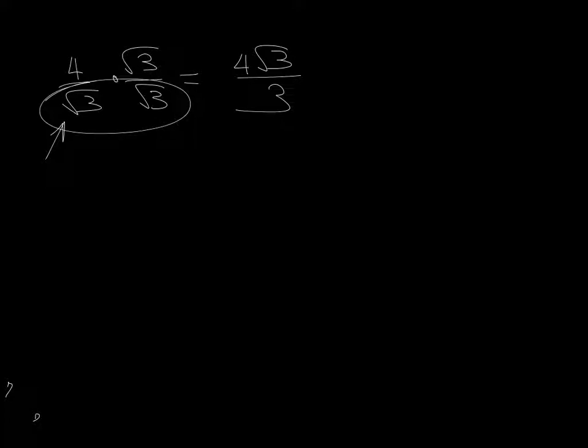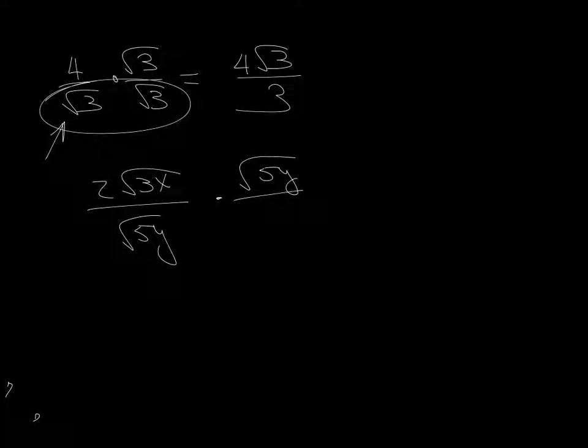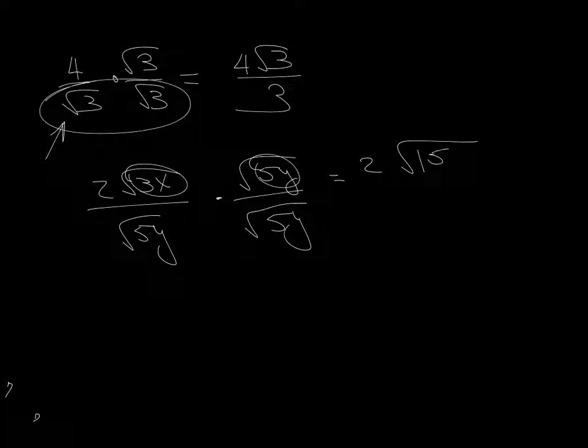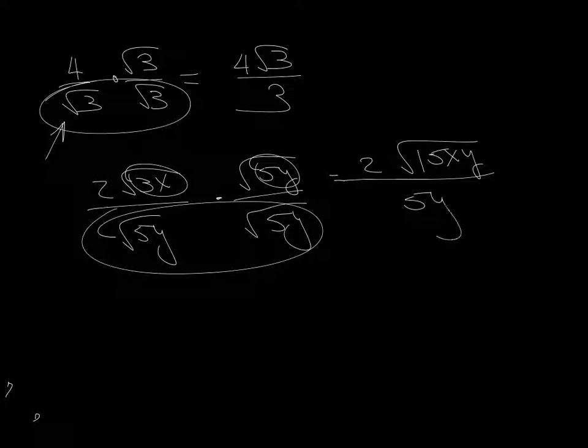Alright, 2 square root of 3x over square root of 5y. Cannot have a radical on the bottom, so we multiply top and bottom by square root of 5y, and that gives me 2 square root of, look what happens here, I can multiply these, 15xy over 5y, and we're done. Alright, so when you're multiplying radicals, that's one thing that you can do.